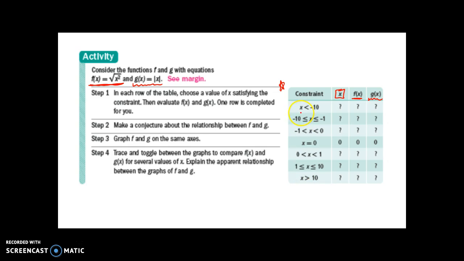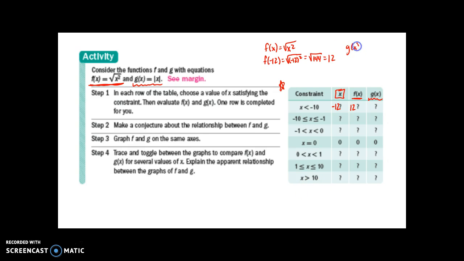So for example, if I want to pick a value when x is less than negative 10, I could pick negative 12, for example. Anything less than negative 10. Well, if x is negative 12, and f of x is the square root of x squared, then I would do f of negative 12, which means I do the square root of negative 12 squared. Well, negative 12 times negative 12 is positive 144, and the square root of 144 is 12. So when I plug in negative 12 for f of x, I get positive 12.